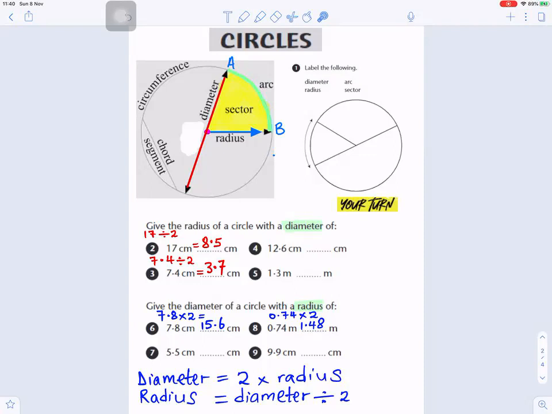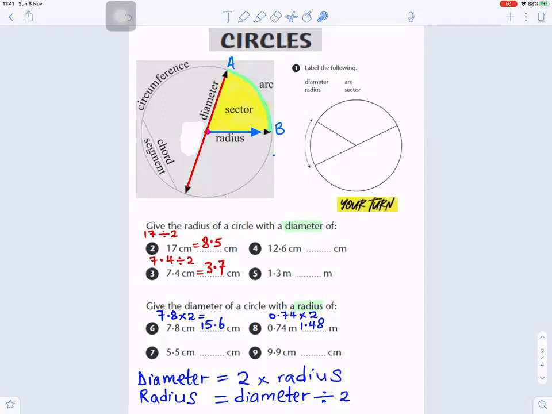Now, with those names in mind, the length of the diameter from one end to the other end is 2 times the length of the radius. So if you look at the bottom of this, you'll see the formula. The diameter is equal to 2 times the radius. So whatever you get for the radius, you times it by 2, it'll give you the diameter. Or if you want to find the radius, it is the diameter divided by 2, or half of the diameter.